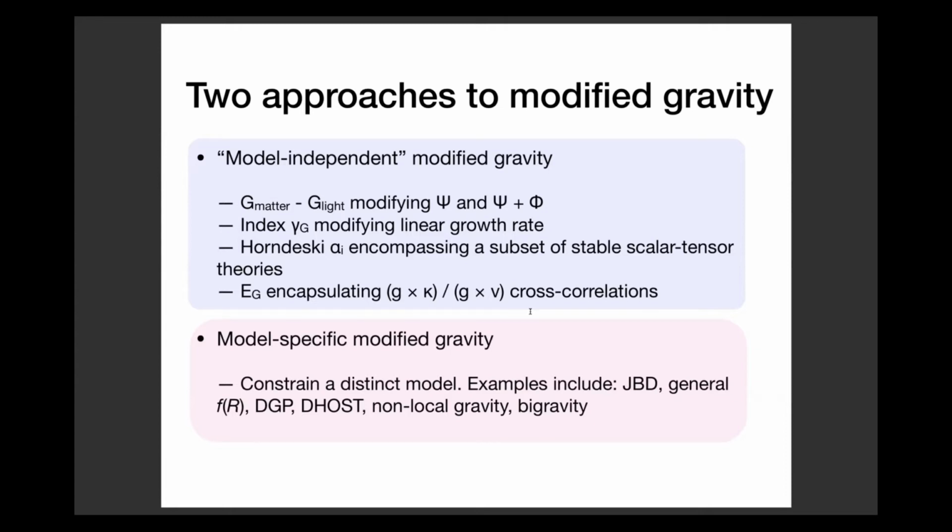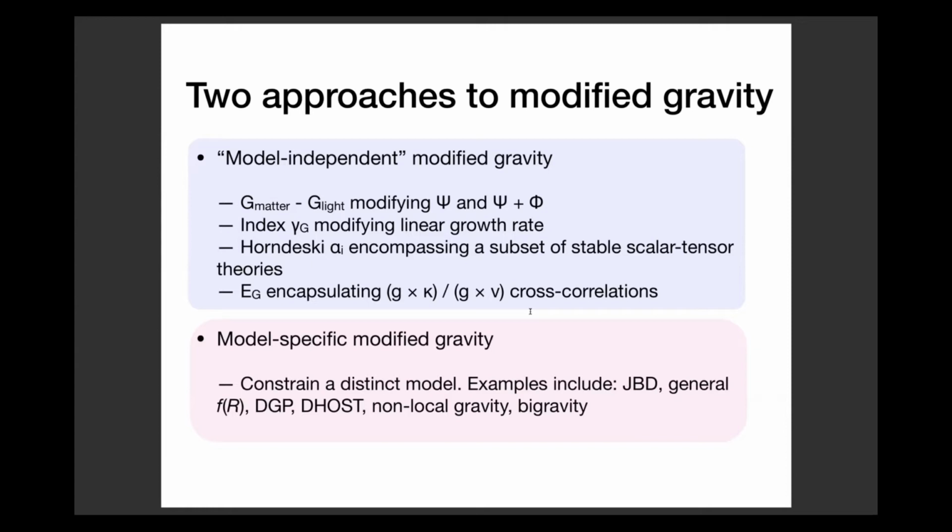And then you can also consider taking the ratio, for example, of galaxy-galaxy lensing with the galaxy velocity cross correlations, and in that way divide out the galaxy bias and consider having a quantity that's more sensitive to modified gravity. So this would be the EG parameter. The second approach is the model-specific approach, and so here, as the name says, we constrain a distinct model.